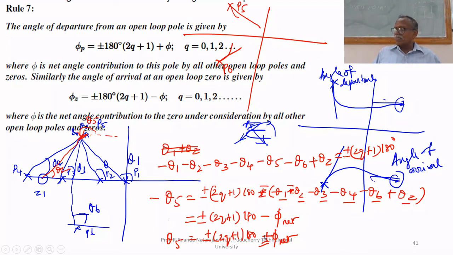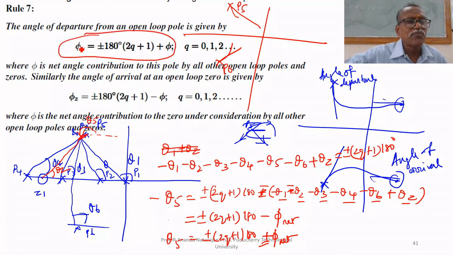Do you understand that? What is theta phi? Angle of departure from P5. So this is the formula. I am calling it phi 5 because we found it for the fifth pole. Generally we can call it phi P, or phi Z if it is for the angle of arrival. For phi Z it is minus, for a pole it is plus. That is the only difference.